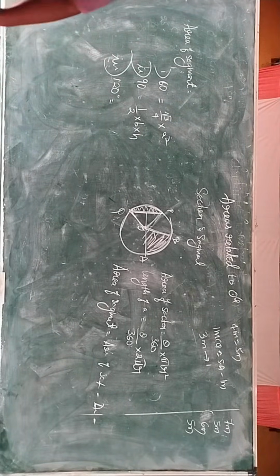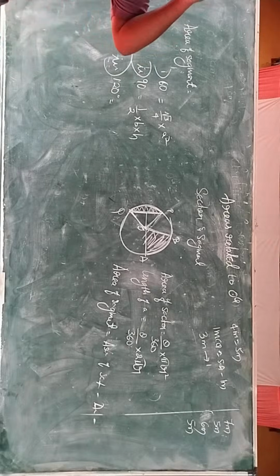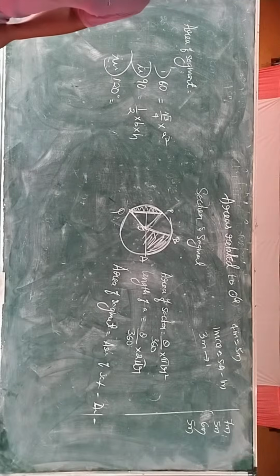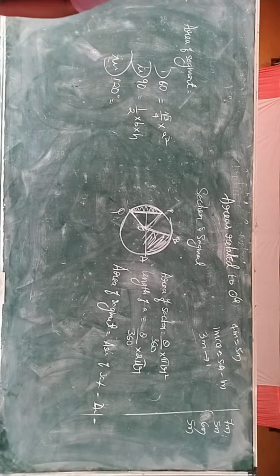If theta is 60 degree and the radius of the circle is 3 upon pi, then find the area of sector. Then find the area of major sector.